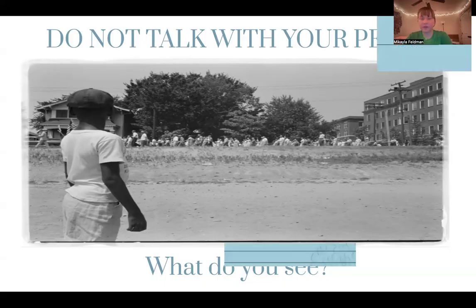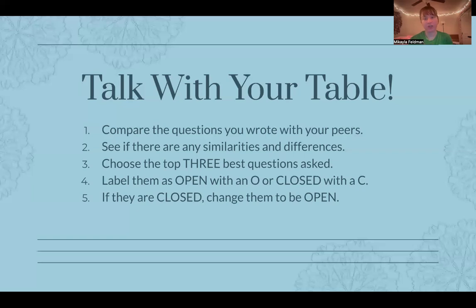They would also be instructed to talk with their table groups after they've created their questions. So there's a couple of steps here. They would compare the questions they wrote with their peers, see if there are any similarities or differences in their thought processes. They would choose the top three best questions asked. So they would only have to label three of the questions open or closed as opposed to, let's say, 20 questions, if that's the totality of all of the questions they came up with.